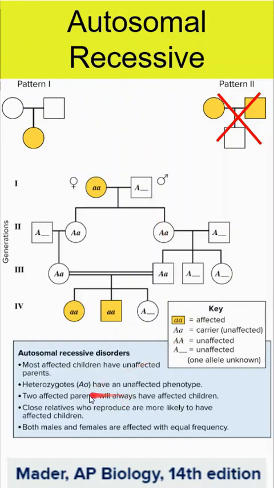So again, when we look at this, two affected parents will always have affected children, and that's why this pattern does not work. We'll get into some sex-linked pedigrees, but a lot of times with autosomal recessive traits, males and females will be affected with equal frequency.